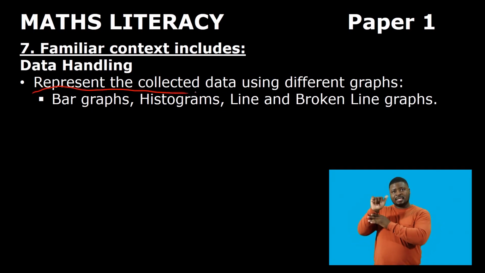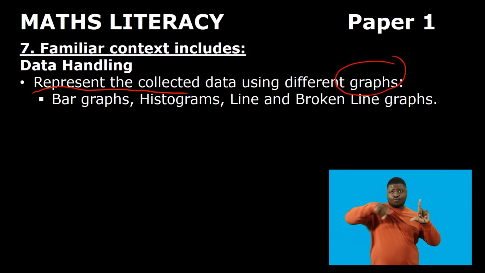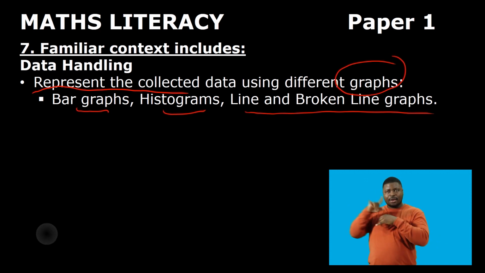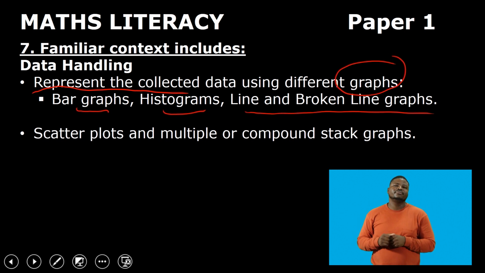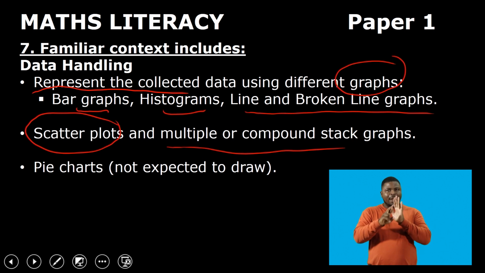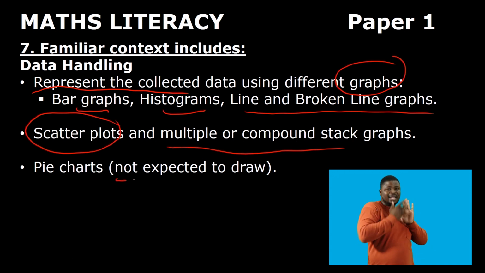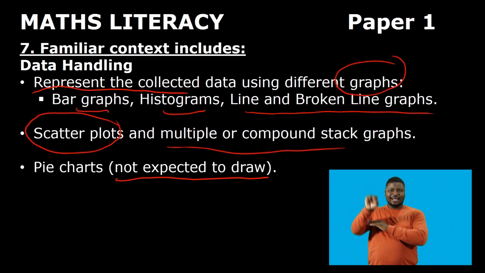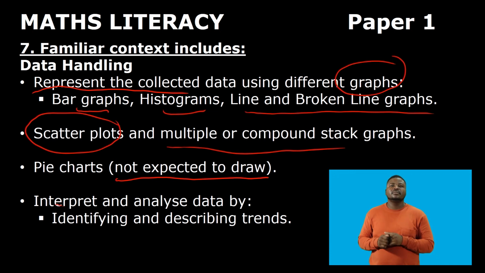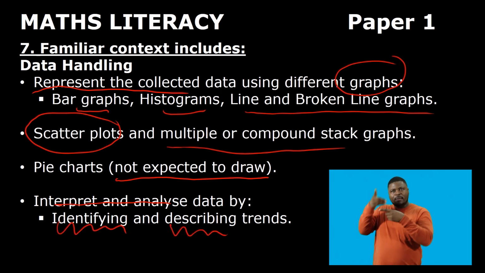Data handling continued. Now we are going to represent the data using different graphs. It can either be a bar graph, histogram, line and broken line graphs can also feature there. Also, you can have a scatter plot and a multiple compound or stacked bar graph. And then pie charts. Now with a pie chart, you are not expected to draw, you must simply answer questions by using the pie chart. And then lastly, interpret and analyze the data by identifying and describing the trends.